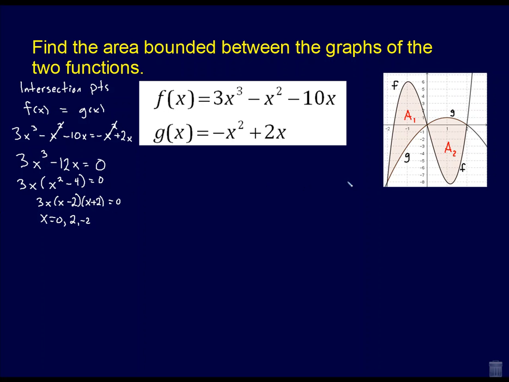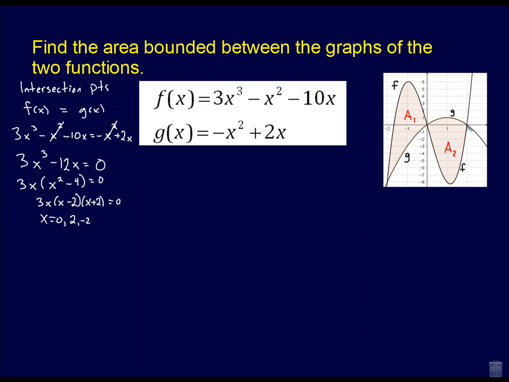Now I look at my graph and I can see those 3 values of x are the important points. Here in the very middle, we can see the two curves intersecting at x equals 0, at the origin. We can see them intersecting also here when x equals negative 2, down here at the point negative 2, negative 8. And I see them intersecting again over here at the point 2, 0.